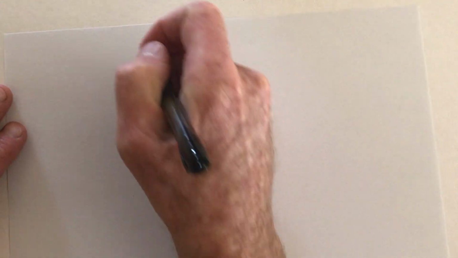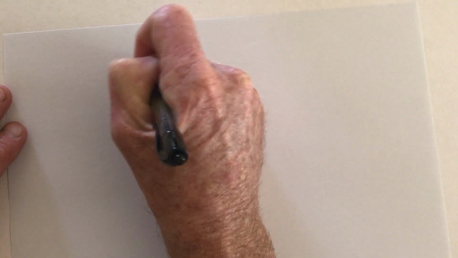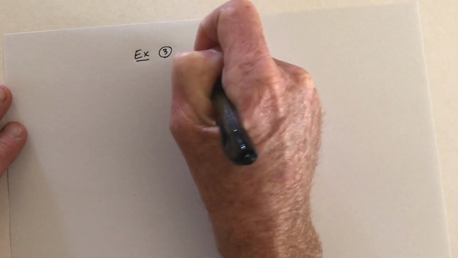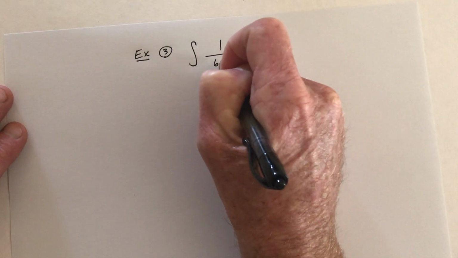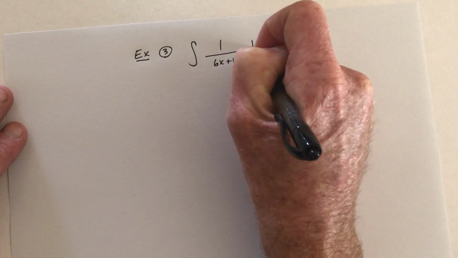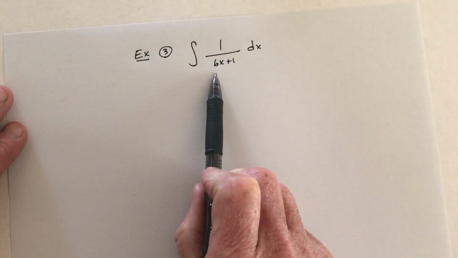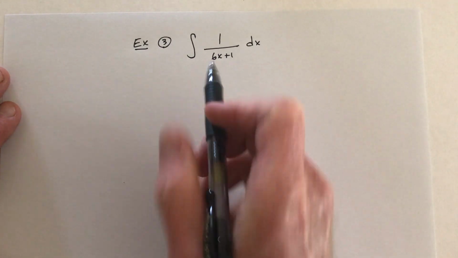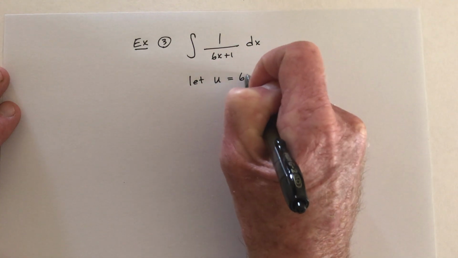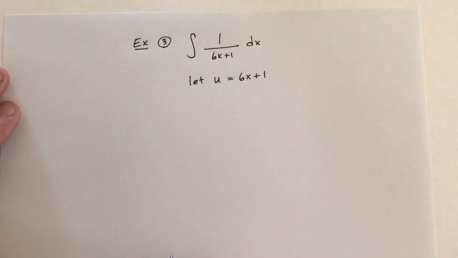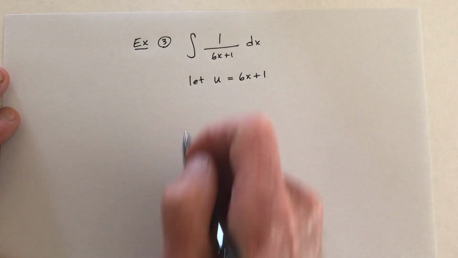So if you've got parentheses, the u should be what's in the parentheses. If you've got a square root, the u should be what's in the square root. If you've got a fraction, then the u should be the denominator. So let u equal 6x plus 1. And now take the derivative.